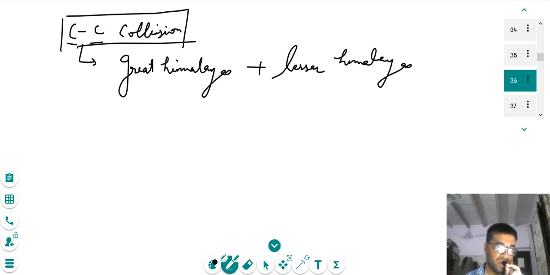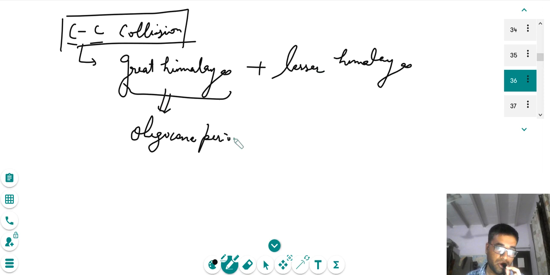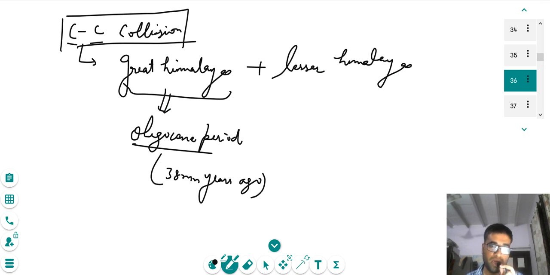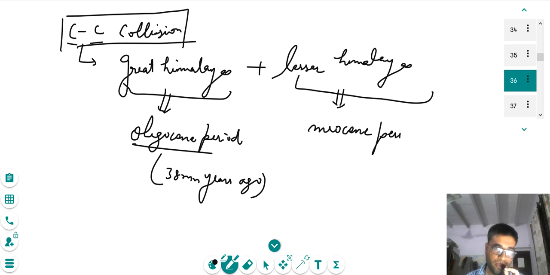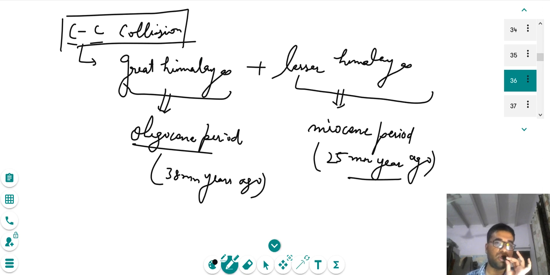You need to remember that the Great Himalayas were uplifted during the Oligocene period, and the Oligocene period is 38 million years before present. And the Lesser Himalayas were uplifted during the Miocene period, and the Miocene period is somewhat 25 million years before present. So this is the CC collision.